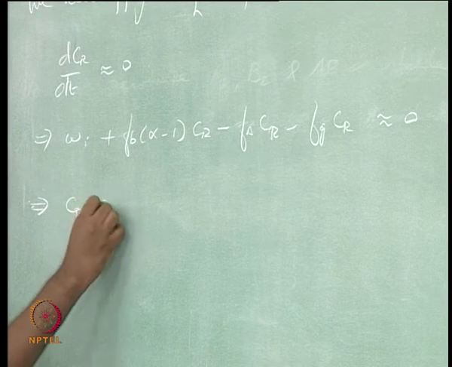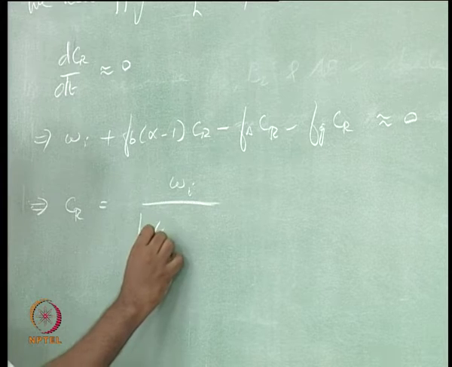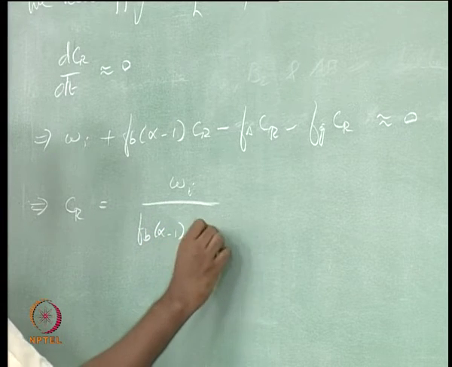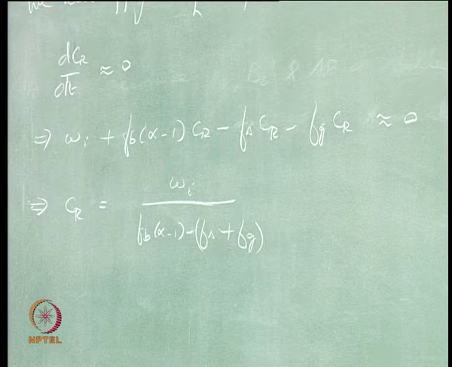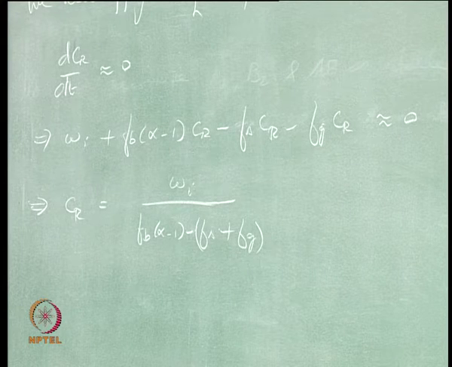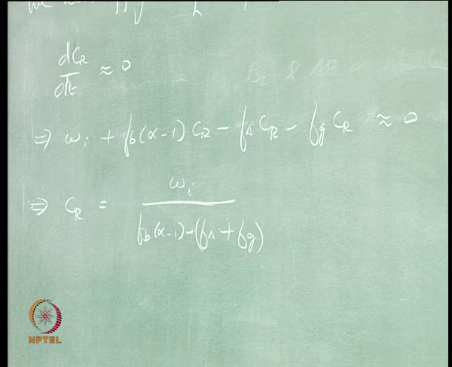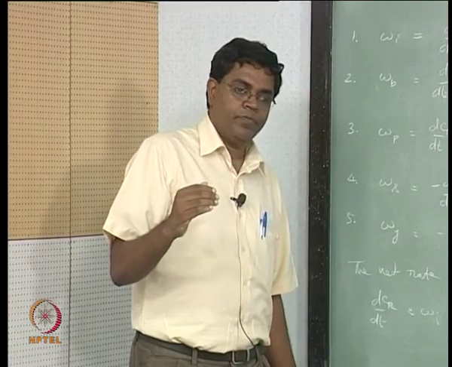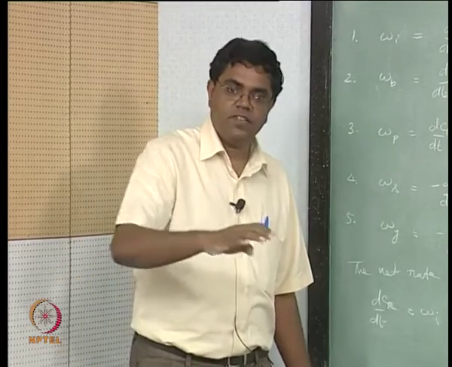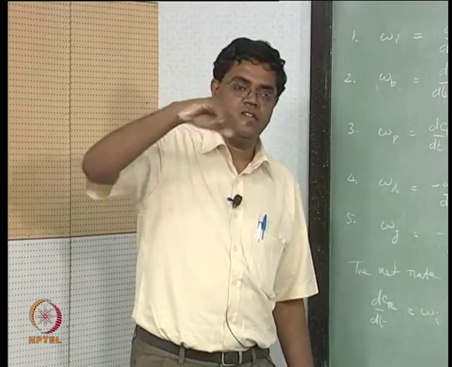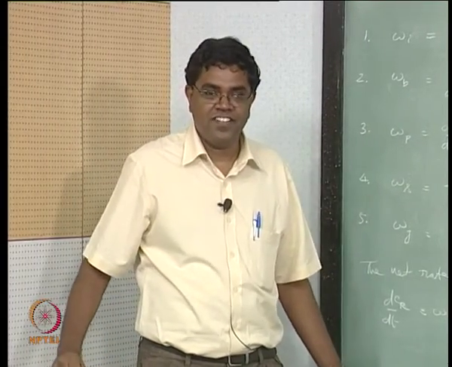So this implies Cr is equal to omega I divided by Fb (alpha minus 1) minus Fs plus Fg, okay. So the steady state approximation did this for us. You go back and think about what we did. What it means is we want to get algebraic equations that govern the concentrations of intermediates, so that we can evaluate the concentrations of the intermediates in terms of the concentrations of the stable species and then plug those expressions in the rate equation for the production of products. That is what we are finally interested in, right.